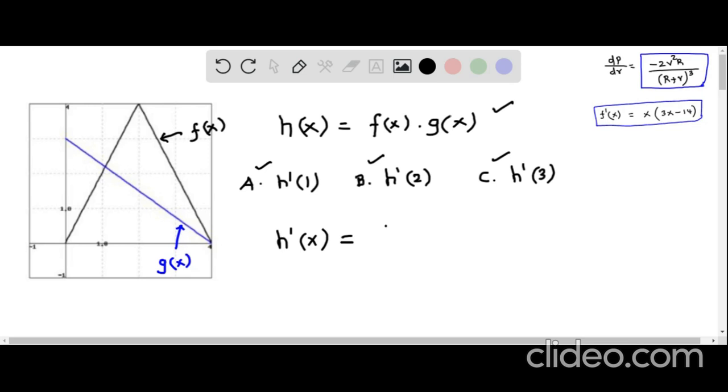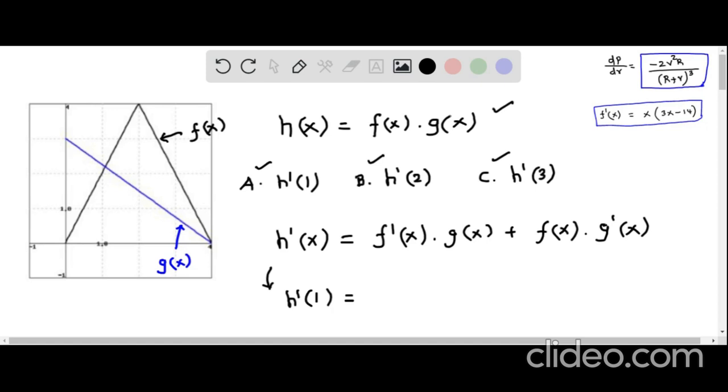So its derivative will be f prime of x, that is, we find the derivative of f of x first, multiply with g of x, we then put plus, and then put the first function as it is, that is f of x, times the derivative of the second function, that is g prime of x. Now using this, we can determine h prime of 1 by replacing x by 1. So this becomes h prime of 1 equals f prime of 1 times g of 1 plus f of 1 times g prime of 1.